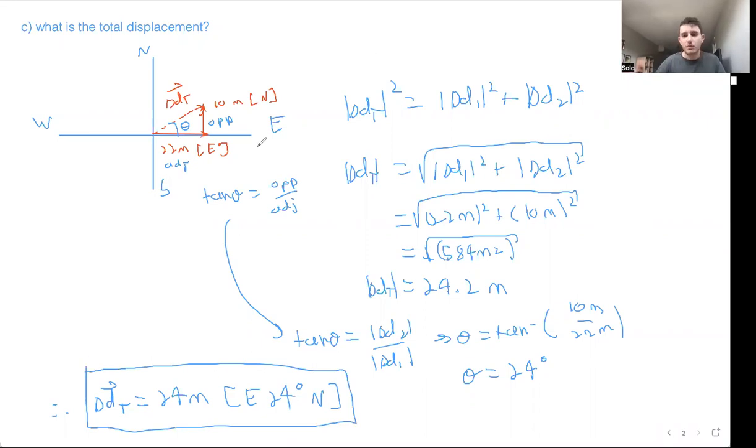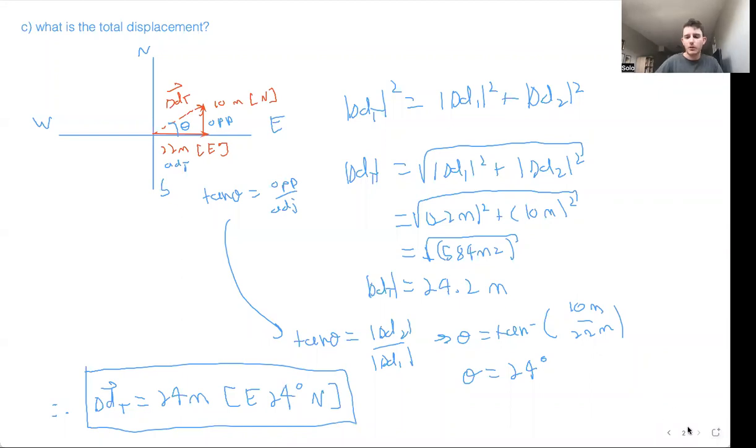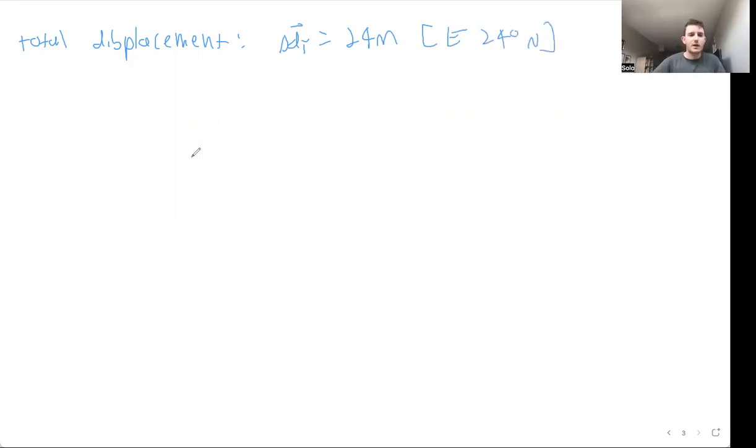Not too bad. Just got to know Pythagoras, got to know some tans, your cosines. And if we go back, we still have to calculate the average velocity of the bird. So we know that the total displacement is delta d_t equals 24 meters, east 24 degrees north. So for average speed, it was just distance divided by time. So big surprise.